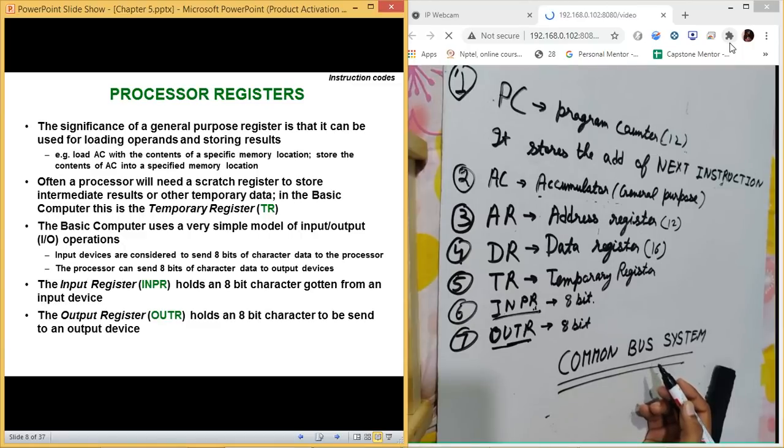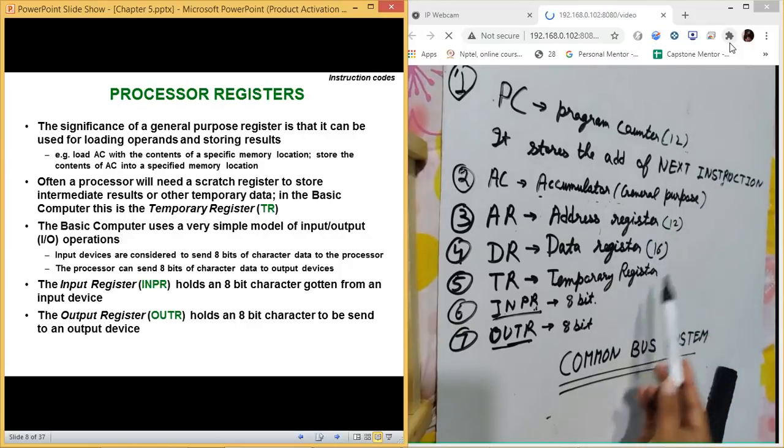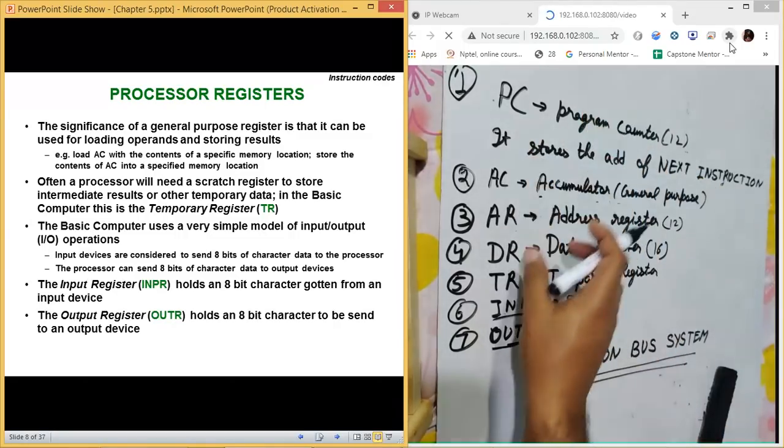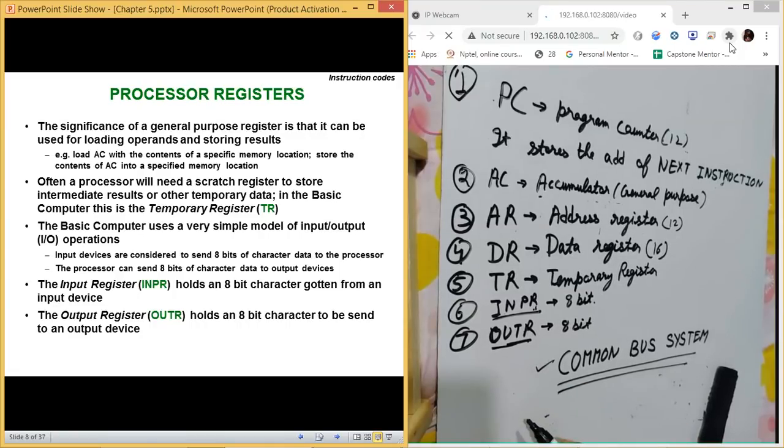Now how is it different from a 4-bit bus system or an 8-bit bus system? What is the difference? In the common bus system, we are having different sizes for different registers. But in the case of 4-bit bus systems, we were having all the registers with 4 bits, or we were having all the registers with 8 bits. But now in this common bus system, we are having different registers and there are different sizes of those registers and they are connected with each other. So we are going to use it inside the common bus system.